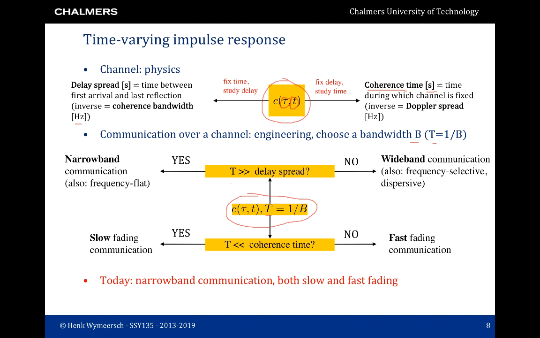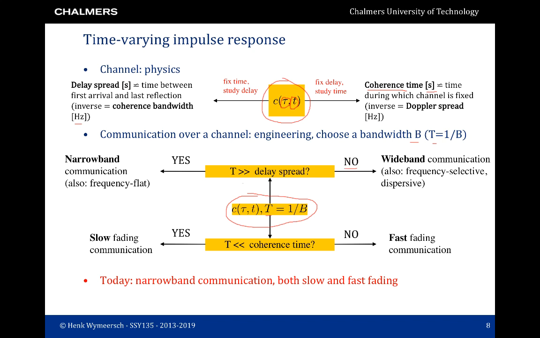Now we can ask ourselves two questions. Is the symbol duration much larger than the delay spread? If yes, then we have a narrowband channel. Okay, this is because when a very long pulse goes over a channel with a very short delay spread, it appears at the receiver as just a single pulse. It is as if there is no intersymbol interference.